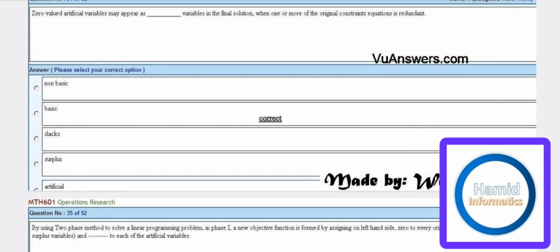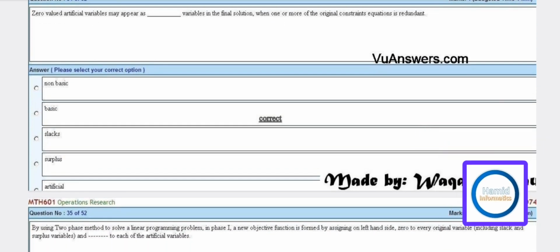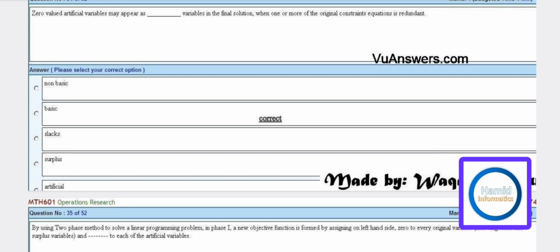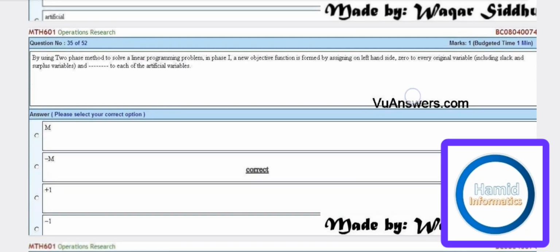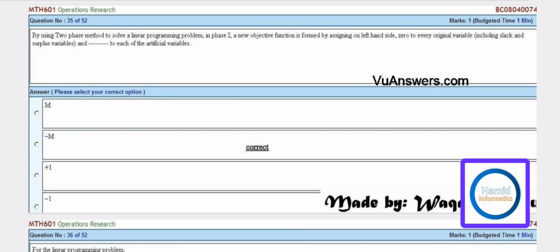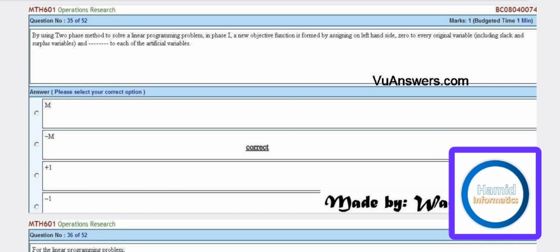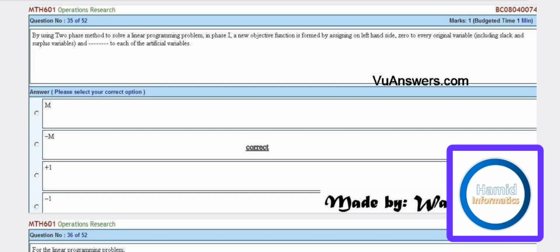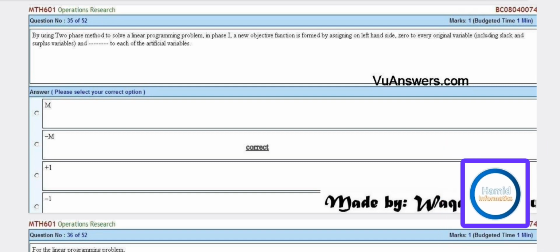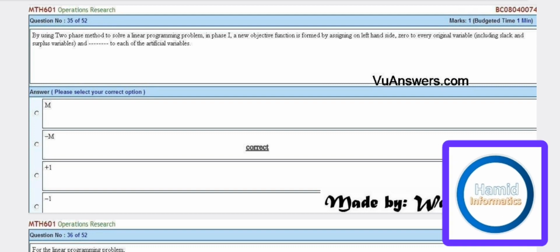Next is zero-valued artificial variables may appear as basic variables in the final solution when one or more of the original constraint equations is redundant. Next is by using the two-phase method to solve a linear programming problem, in phase 1, a new objective function is formed by assigning 0 to every original variable including slack and surplus variables, and dash to each of the artificial variables. Answer is minus M.